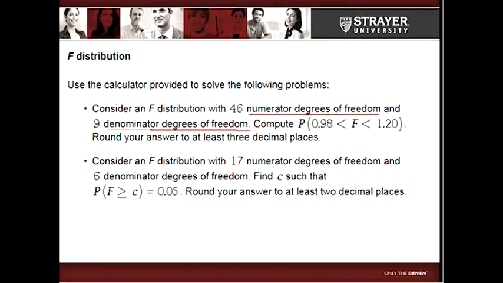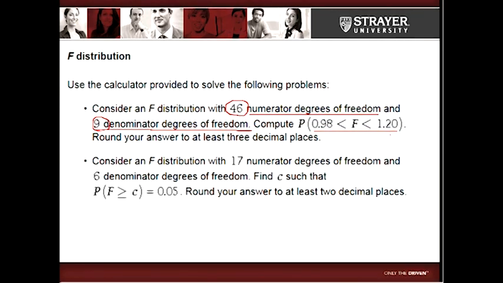Okay, and this distribution is used for testing the standard deviations, which is the chi-square test. This will all play into it. So you'll have to note your degrees of freedom for the numerator and degrees of freedom for the denominator. So now we're being asked to find the probability that F is between these two values.